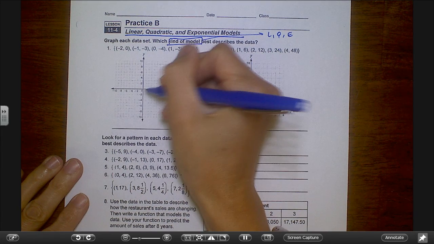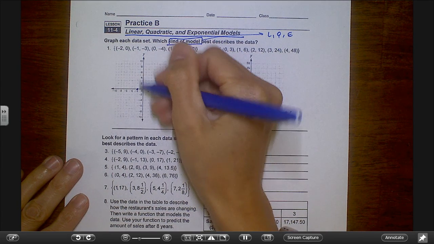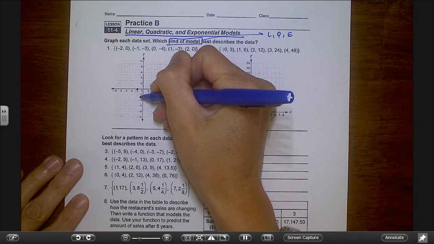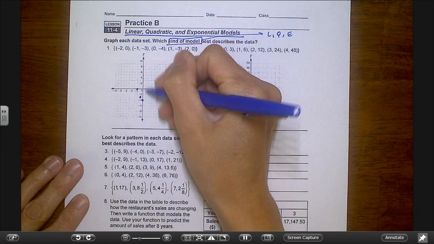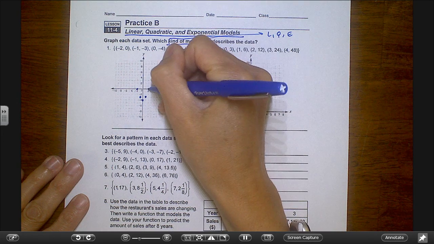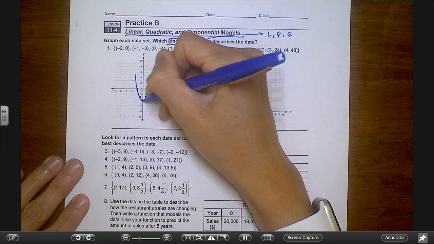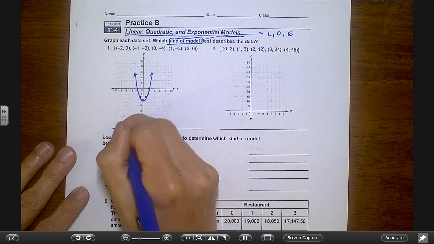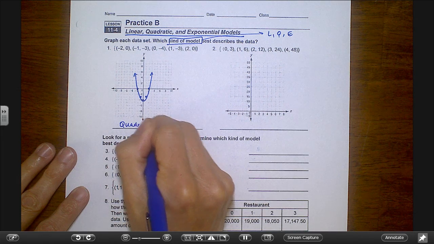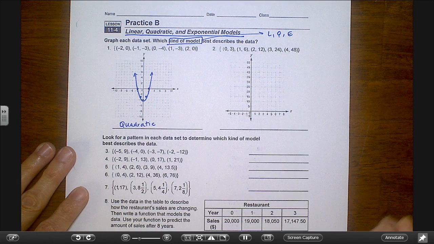So you have (-2, 0), (-1, -3), (0, -4), (1, -3), and (2, 0). And of course, you're going to want to connect those. And if you do, you'll look at that and say, well, that looks an awful lot like a parabola, which is quadratic. So that's how you do 1 and 2.